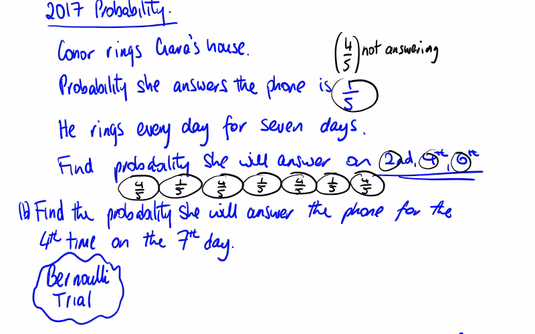So let's just jump up here for the multiplication. We have 4 over 5. We have 4 of them. So that's 4 to the power of 4 over 5 to the power of 4. Multiplied by 1 over 5. We have 3 of them. So 1 over 5 to the power of 3, or 1 to the power of 3 over 5 to the power of 3.